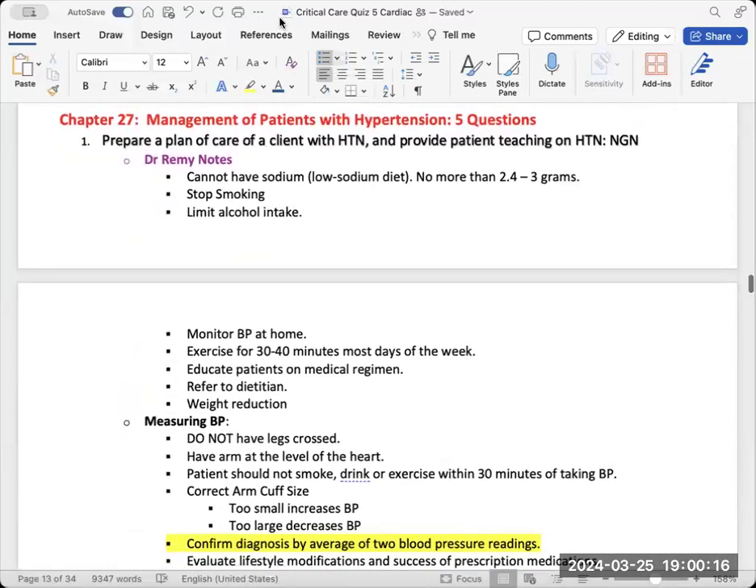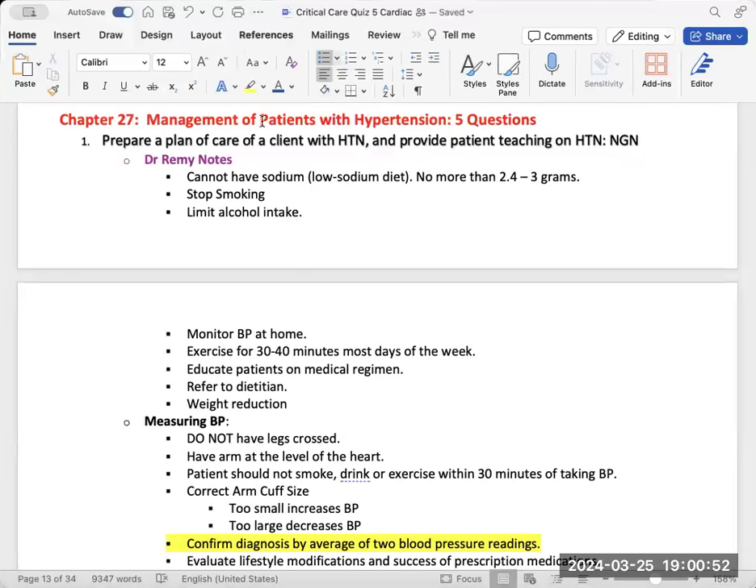The next question is to prepare a plan of care for a client with hypertension and provide patient teaching on hypertension. So, right, hypertension, we're thinking about high blood pressure. Our high blood pressure patients should have a low sodium diet of no more than 2.4 to 3 grams a day. They should not smoke. They should limit their alcohol intake. Being overweight can increase your blood pressure, right? Smoking is a vasoconstrictor that affects your blood pressure. Being inactive affects your blood pressure.